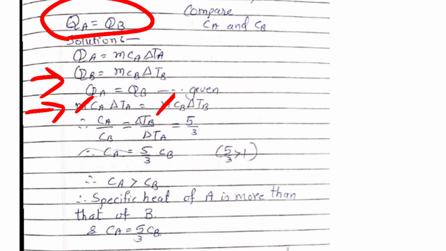Right? And what is given? Delta Tb is given as 5 and delta Ta is given as 3. So what ratio did we get? Ca upon Cb is equal to 5 upon 3. That means my Ca is 5 upon 3 times Cb.